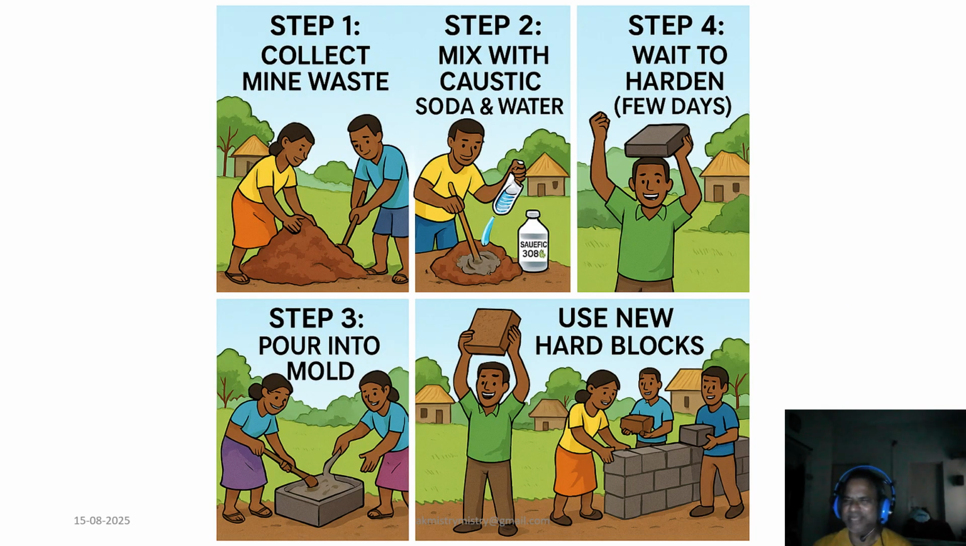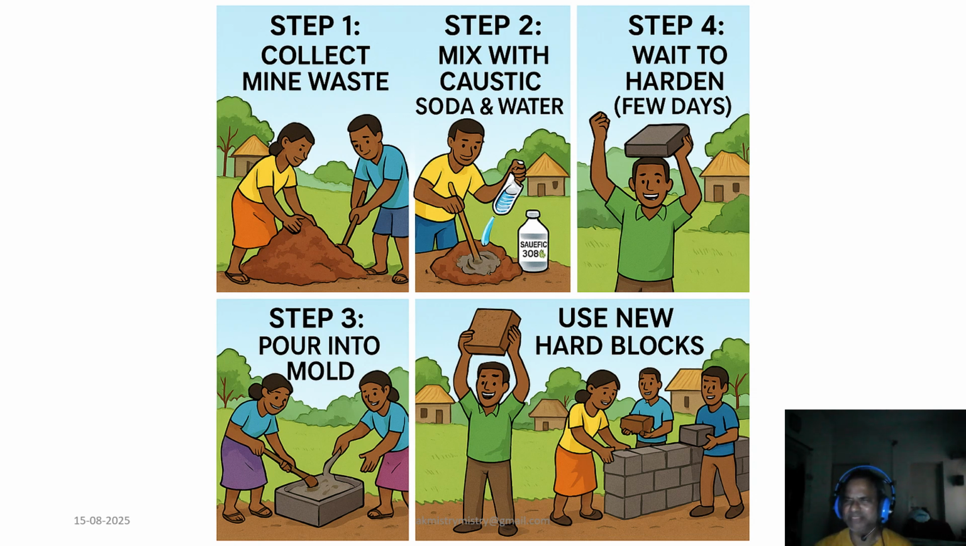Coming to our next slide, which is how to make hard blocks from the mine's waste. So let's learn how to make strong building blocks from the iron ore tailing using geopolymerization. As it shows us, step one is to collect the mine waste from the site. This waste contains aluminosilicate materials. They're basically alumina and silica.